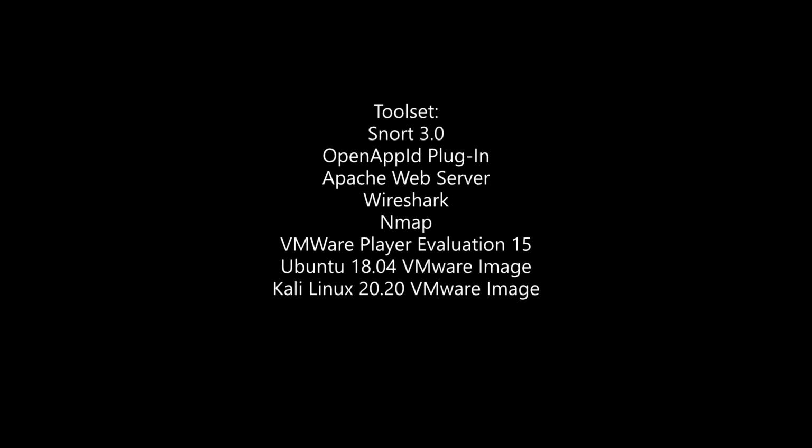For the toolset used, several are open source and some are non-open source. This includes SNORT 3.0, the OpenAppID plugin, the Apache web server, Wireshark to do sniffing of the packets, and Nmap to perform the brute force hacking. We'll use VM Player Evaluation 15, an Ubuntu 18.04 VMware image, and the Kali Linux 2020 VMware image.